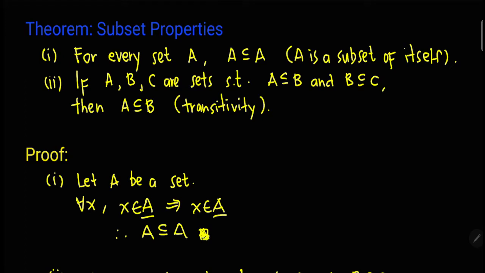How about the second property? If there are three sets A, B, and C such that A is a subset of B and B is a subset of C, then A is a subset of C. That's what we call the transitivity property of subset. We can write this simply as A is a subset of B, and then B is a subset of C. So what the property is saying is that this can also be written simply as A is a subset of C.